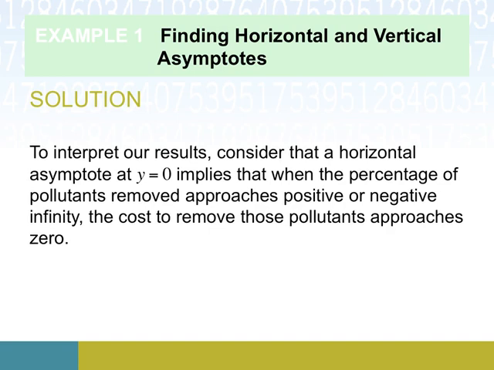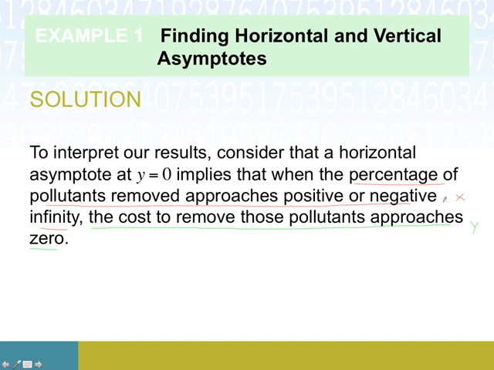We figured out vertical and horizontal asymptotes, but we're also supposed to say, what does that mean in some context? So a horizontal asymptote says that if x approaches infinity, so these were our inputs, percentage of pollutant removed approaches positive or negative infinity, then the claim is that the cost to remove these pollutants gets prohibitively large. Or sorry, it gets closer and closer to 0. So our horizontal asymptote was y equals 0.